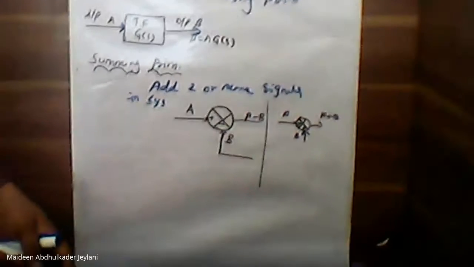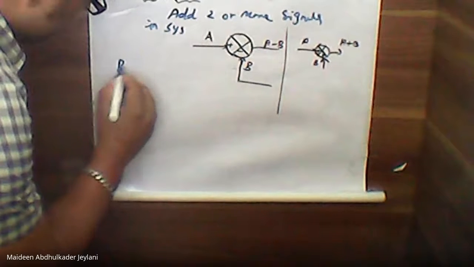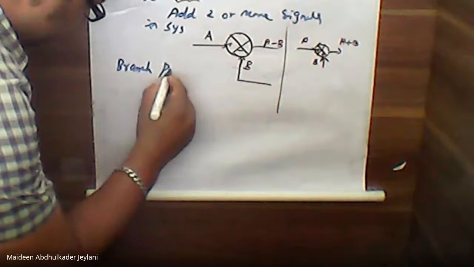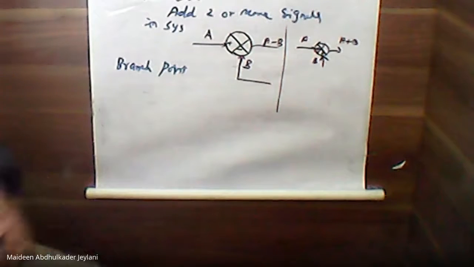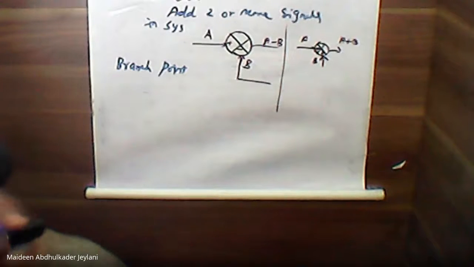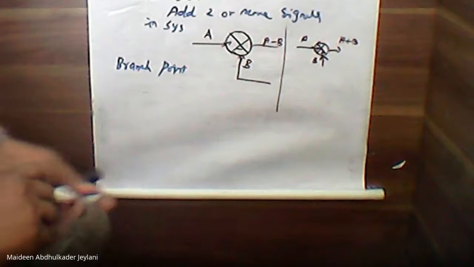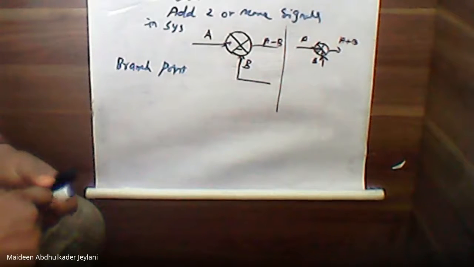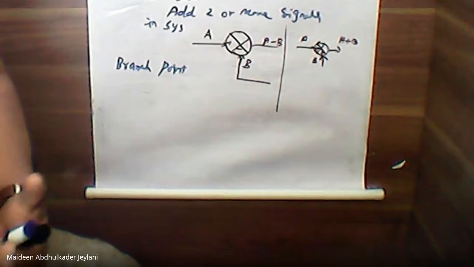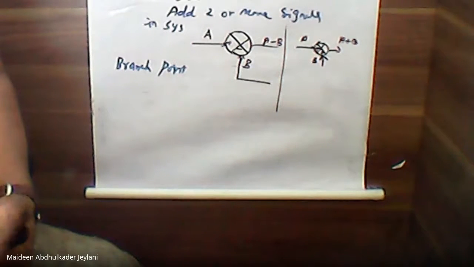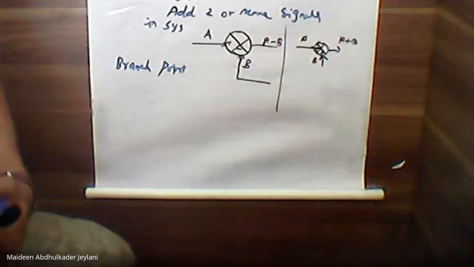And the next one is the branch point. For a branch point, it is a point from which the signal from a block goes concurrently to the other block. In your electrical terms, you might have studied about the tapping of a transformer.